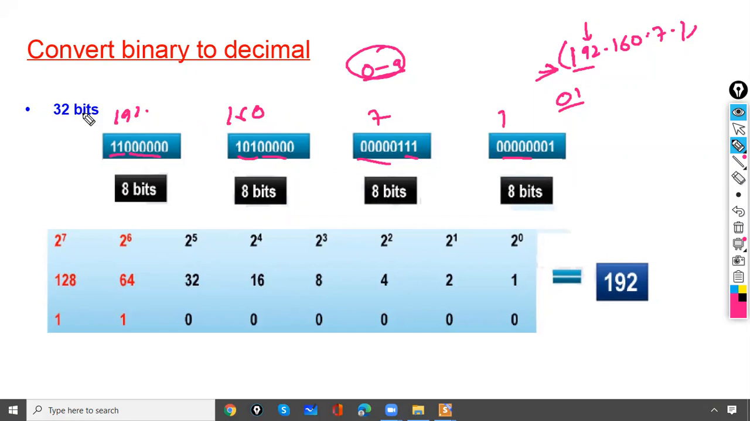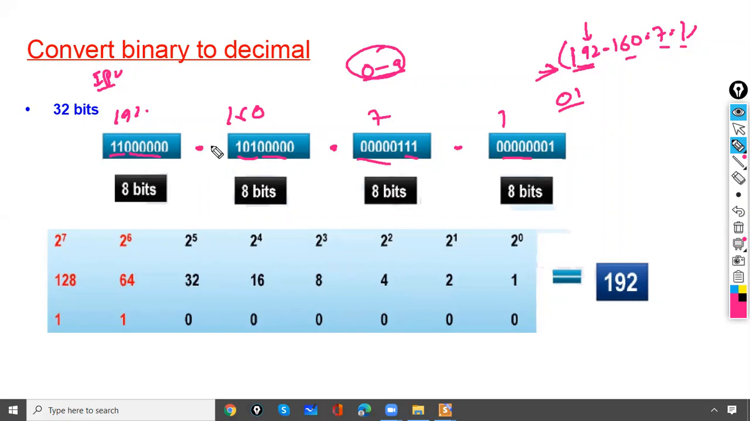So IP version 4 has 4 portions, or 4 octets, and each octet or portion is separated by a dot. You can see 1, 2, 3, 4. Four portions are there, and each portion is separated by a dot.